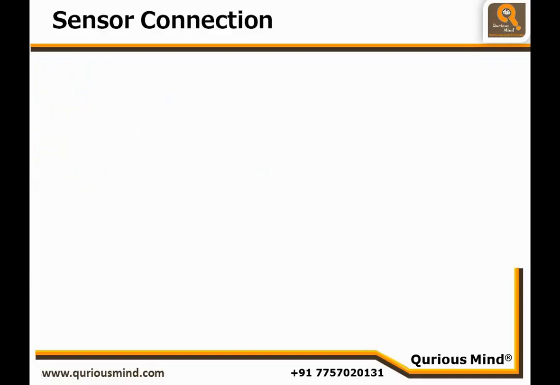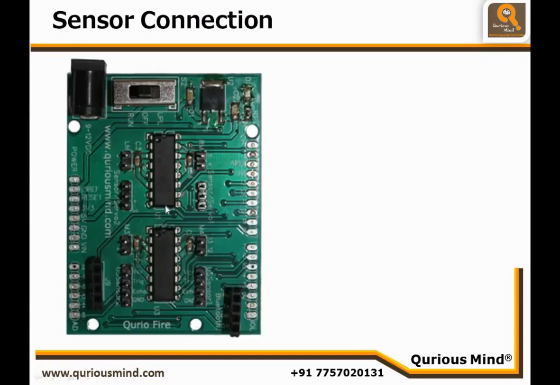Let's look at the sensor connections now. So we have to connect the sensor to the CurioFire board. This is our CurioFire board. We have these three pins here, which read as sensor/servo1, where we can connect the sensor, or we can connect it here, sensor/servo2. We are going to use the light sensor. This is the light sensor.